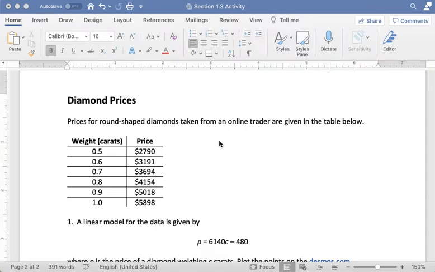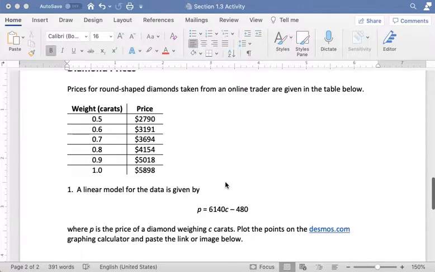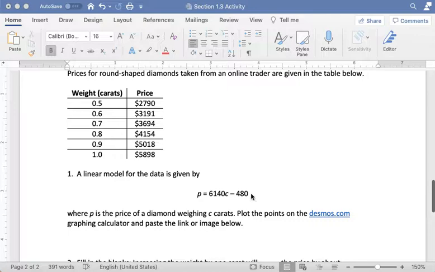In this video, we're going to go through the diamond prices activity from section 1.3. It says, prices for round-shaped diamonds taken from an online trader are given in the table below. So our table has weight in carats of various diamonds and their prices. A linear model for the data is given by P equals 6,140 C minus 480, where P is the price of a diamond weighing C carats.